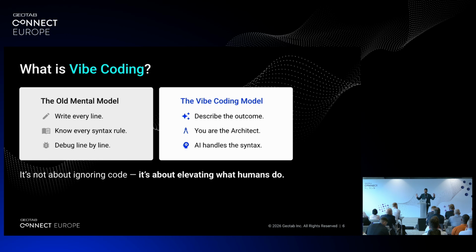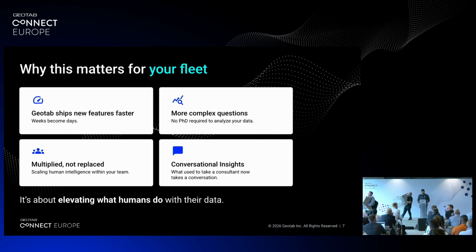If you look at two different comparisons, the old way was writing every line, knowing the rules and the syntaxes and the code, and debugging line by line. With vibe coding, you are describing the outcome of what you want. So I would like to achieve X with the data that I've got to solve Y problem. You are the architect, and AI is the executor of this. We ship new features much faster.